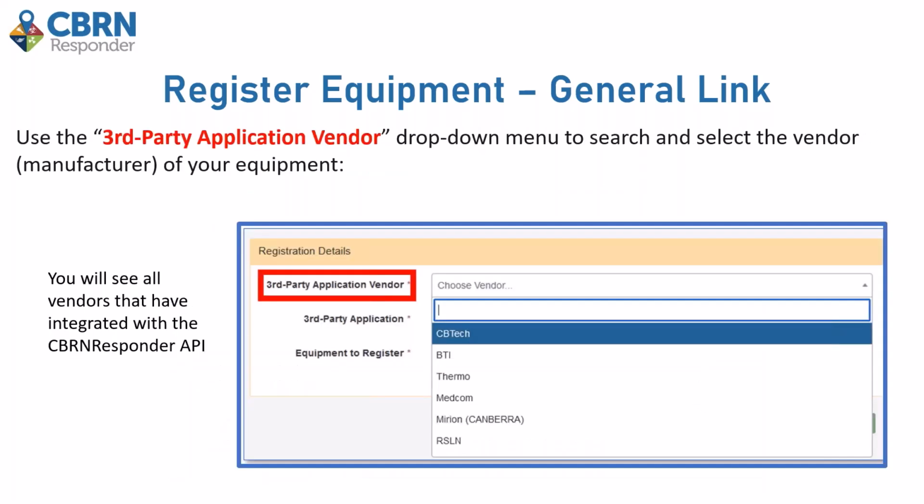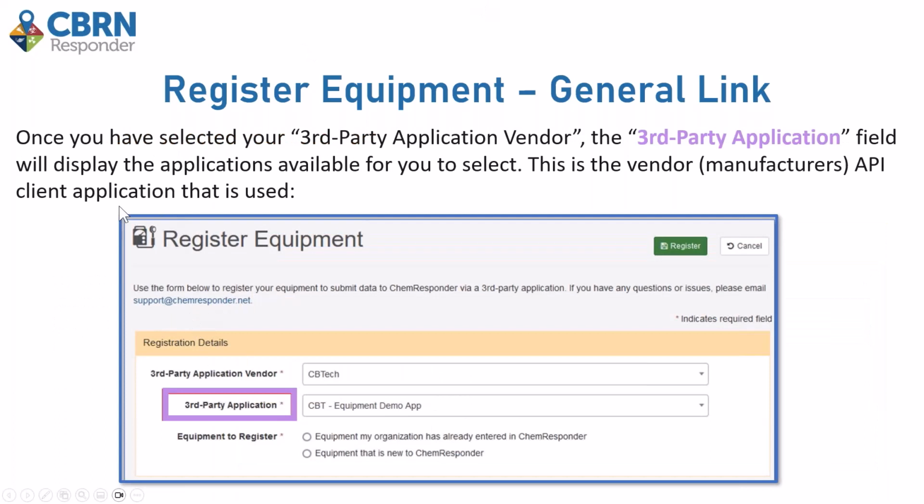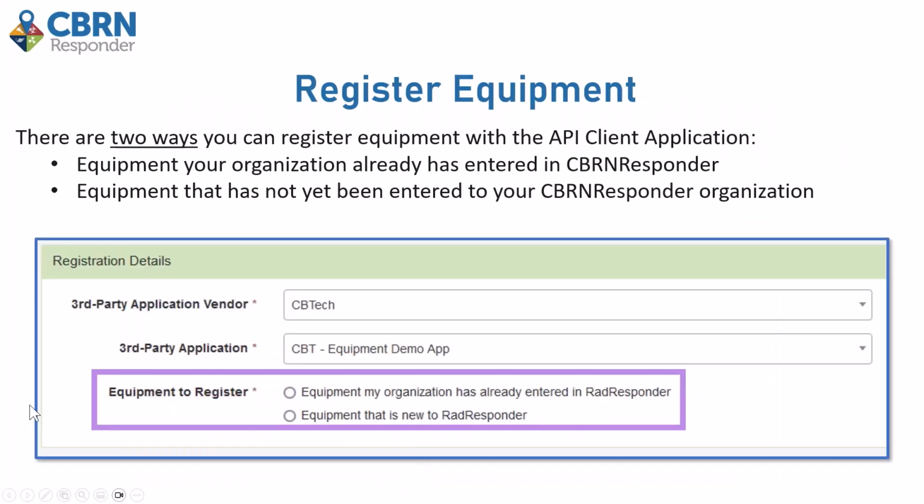So you will be able to look through the third-party application vendors and select this yourself. So if you were unable to find Honeywell's specific link, you can still select Honeywell from the drop-down here. And then once you've selected the third-party vendor, the third-party application drop-down populates with the optional applications for that vendor. So whether you use, again, that specific link or the general one, the process is still the same. The fields just may be filled in for you there.